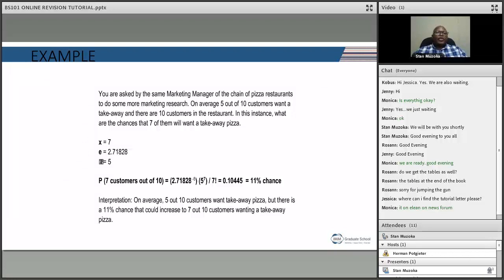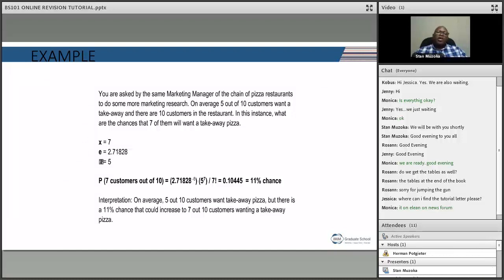An example: you are asked by the same marketing manager of the chain of pizza restaurants to do some more marketing research. On average, 5 out of 10 customers want a takeaway, and there are 10 customers in the restaurant. In this instance, what are the chances that 7 of them will want a takeaway? We are talking about the same random variable under study, and the reason why we know it's Poisson is because they are giving us the average number of occurrences.